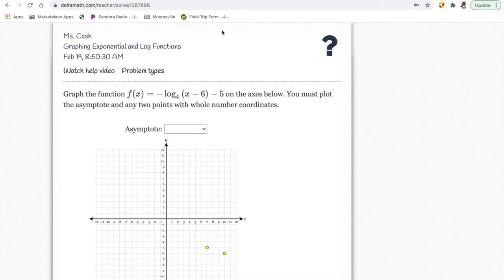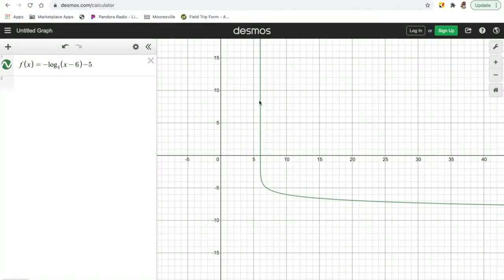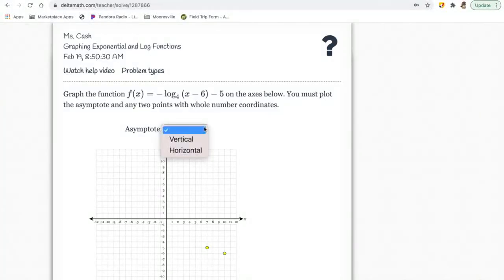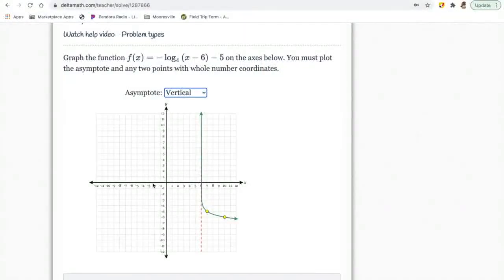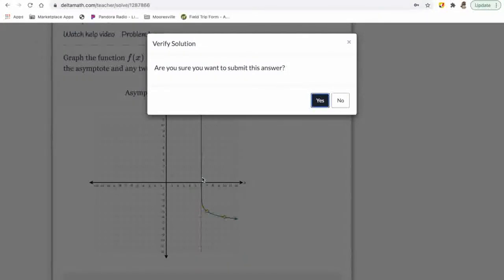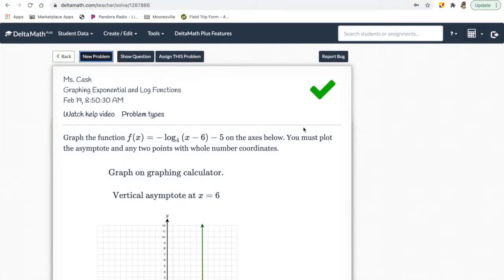And then my vertical asymptote is right here at x equals 6. So I go back into DeltaMath. I'm going to click here, tell it it's a vertical asymptote. It's going to put that vertical asymptote randomly somewhere on the graph. I need to click it and drag it where I want it to be, and it was at x equals 6. So it was about right there. And I'm going to move it right on 6 if I can. And then that should do it. Let me go back and double check. Yes, it is at x equals 6. So I've got my graph. I'm going to hit submit. Yes, that's the answer I want, and we got it correct.